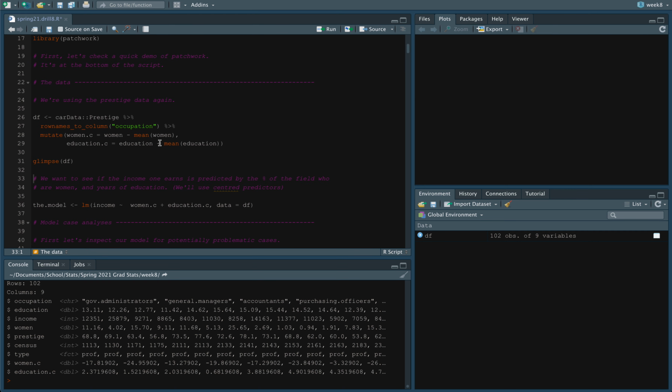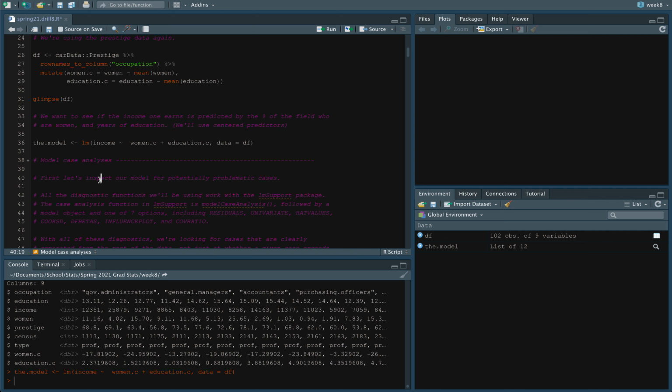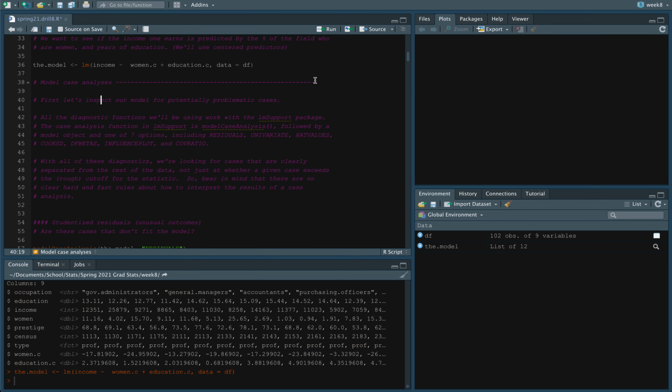So we'll just jump right in and say that we want to see if the income one earns is predicted by the percentage of the field who are women and the years of education. And we're going to use the centered predictors. So, simple enough, regress income on centered women and centered education from the df data frame, and we're going to create the model. The first thing we're going to do is conduct case analyses to look for problematic cases.